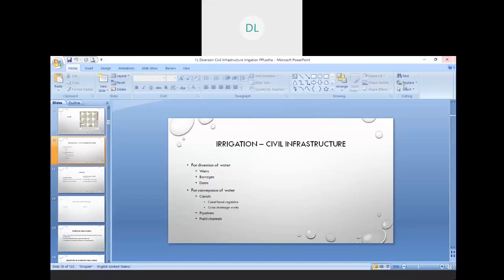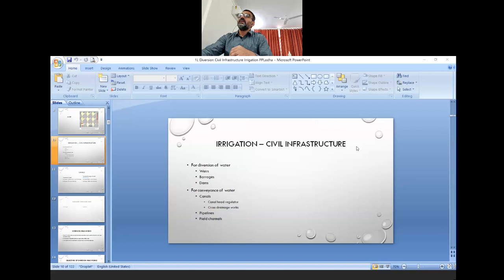slides which we were looking at last time, and this time we'll further proceed into the different diversion headworks. I have defined diversion headworks as the civil infrastructure required for irrigation. Civil infrastructure in transportation is the road, the internal road, CC road, bitumen road, and junction rotary signal design. Likewise, civil infrastructure in irrigation is mainly the weirs, barrages, dams, and canals. These are the main infrastructure.